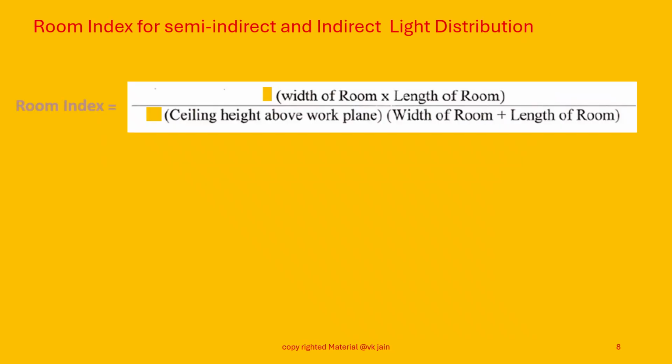Friends, in case of semi-indirect and indirect light distribution, the room index is calculated by this formula. Room index is equal to width of the room multiplied by the length of room, divided by ceiling height above work plane, multiplied by width of room plus length of room.